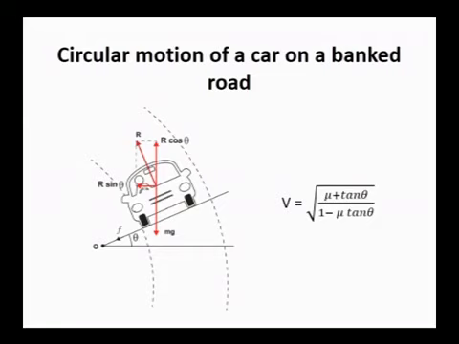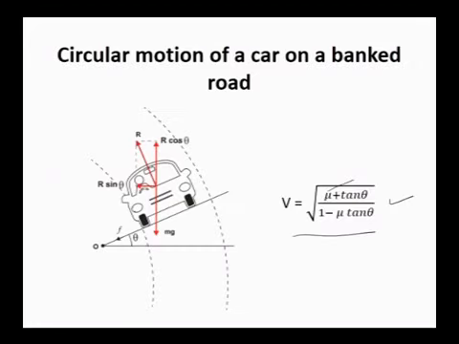So the system of raising the outer edge of the curved road above its inner edge is called banking of the curved road. The velocity of the body in this particular case is given by V is equal to square root of mu plus tan theta divided by 1 minus mu tan theta, where mu is the coefficient of friction. So this is what we had to talk about in terms of laws of motion. Now we will straight away come to work, power and energy.